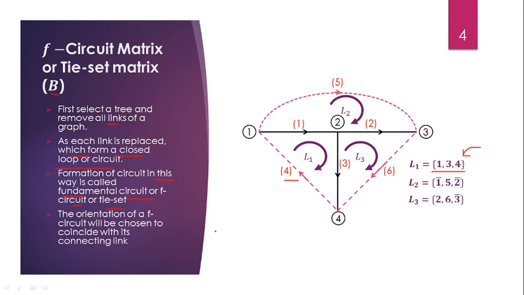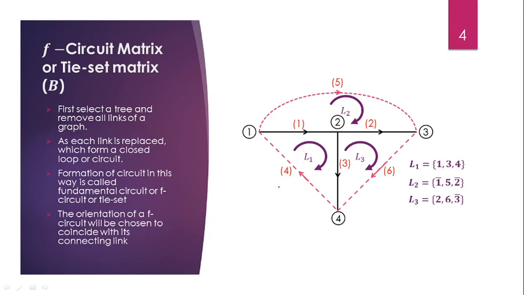Okay, the thing we have to note here is the orientation of an F circuit. The orientation of this loop will be chosen to coincide with the connecting link. So this loop 1 should have the same direction as the link, because of link 4, loop 1 is formed. So they should coincide. This is an important note. In the previous case, we assumed the direction of the loop, but in this case, the loop direction is the same as the link direction.